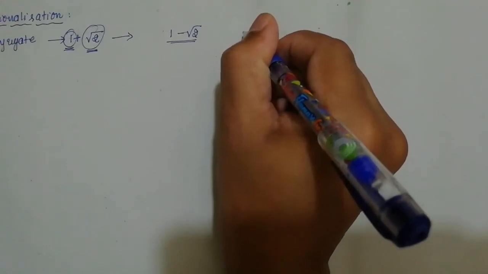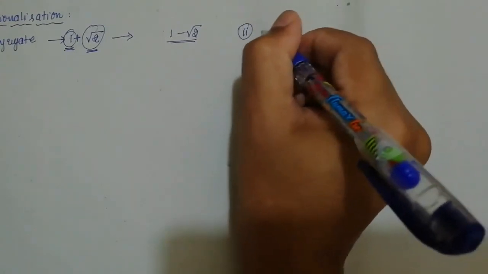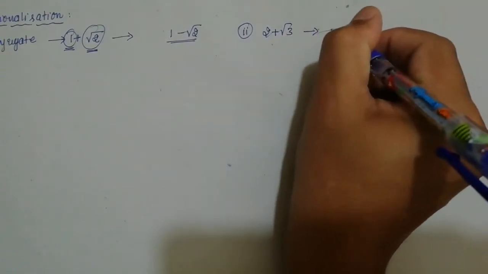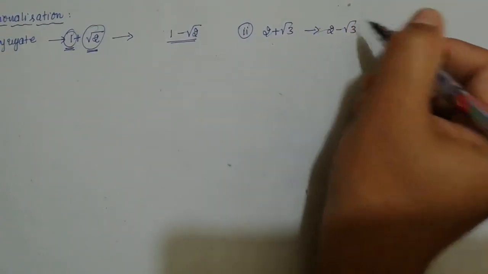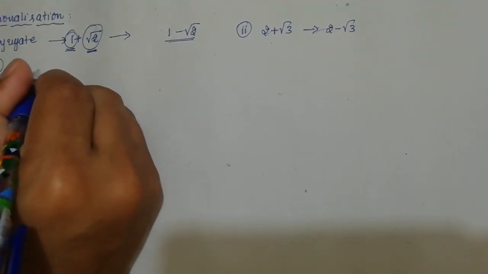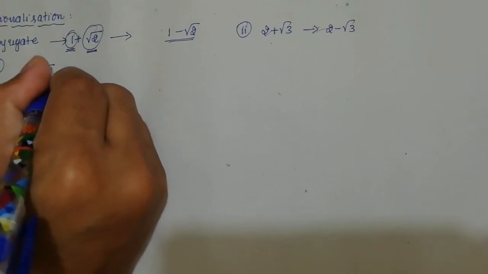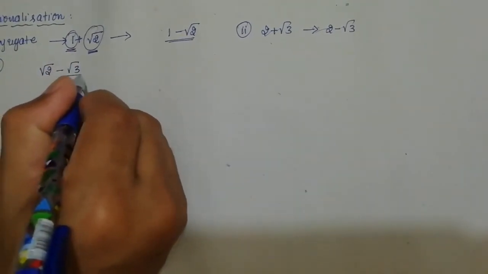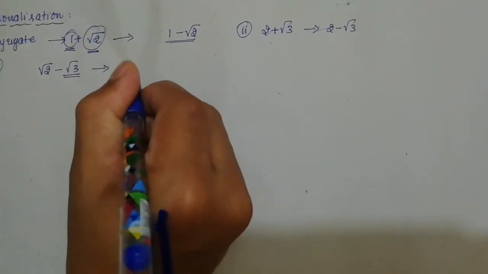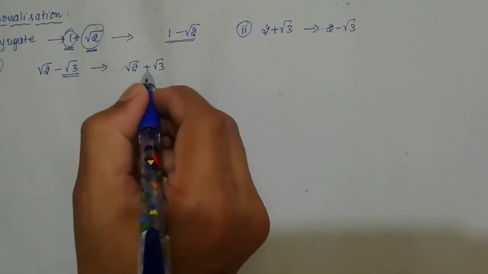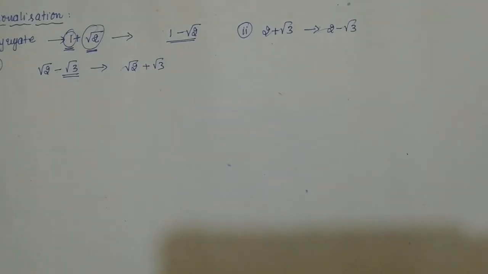In a similar sense, I'm going to consider the second example, 2 plus root 3. Okay, so what is the conjugate of 2 plus root 3? It is 2 minus root 3. In the same sense, I'm going to consider a third example for you, and it is like this, root 2 minus root 3. Okay, here both numbers contain roots, but the sign of the second number is the very important thing. Here it is minus, that's why I will convert that into plus. That's why root 2 plus root 3 is the conjugate of root 2 minus root 3.